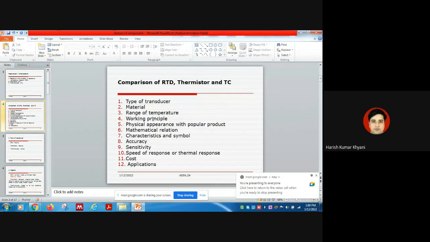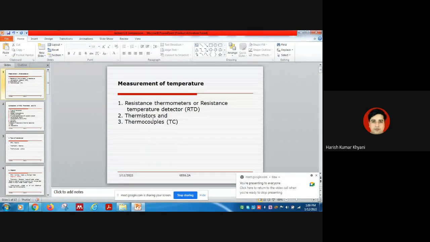First of all, let me clarify that earlier we have discussed the three important temperature measuring devices, that is resistance temperature detector, RTD, thermistors, and thermocouples. RTD is popularly abbreviated as RTD, and thermocouples are also abbreviated as TC, that is thermocouple. This class is very important because today we are going to compare the performance of these three devices, which have a common objective, that is measurement of temperature, but there are certain parameters on which they differ from each other.